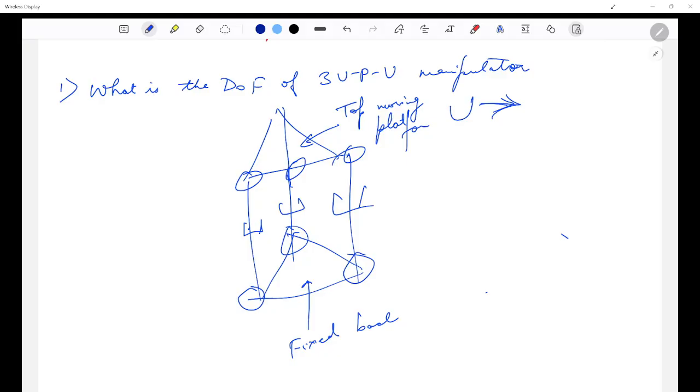What joint is it? If it were S, we said spherical, right? If it were P, we said prismatic. If it was R, we said revolute. What is U?